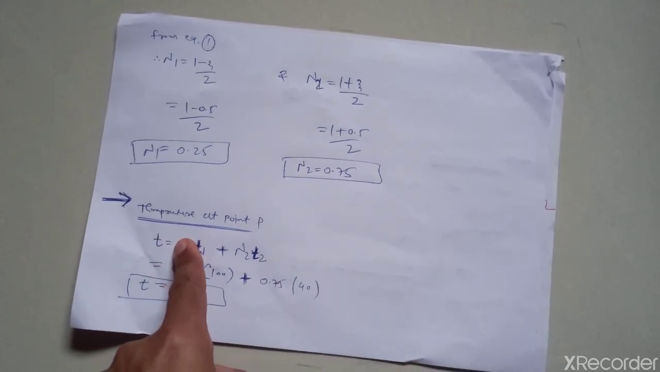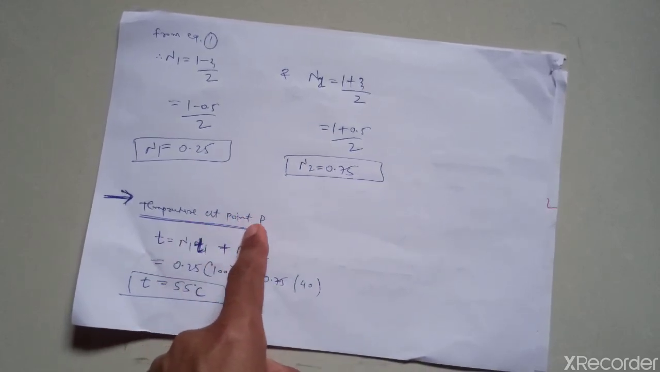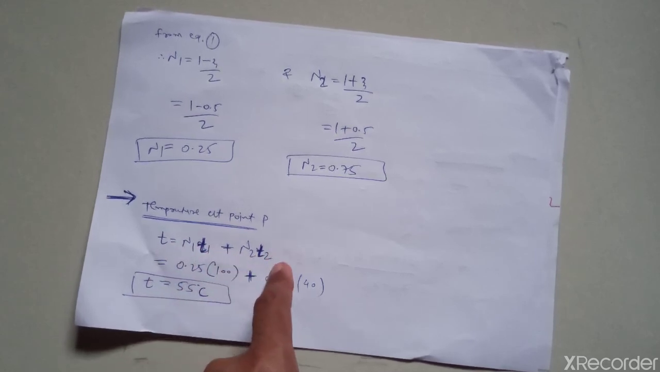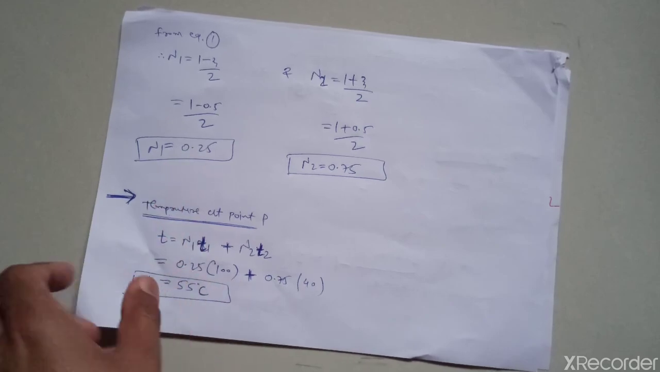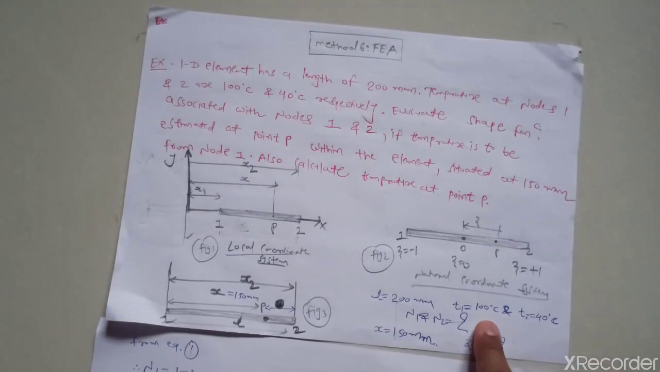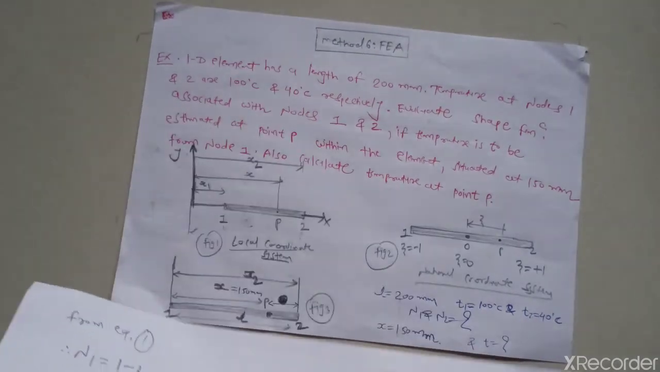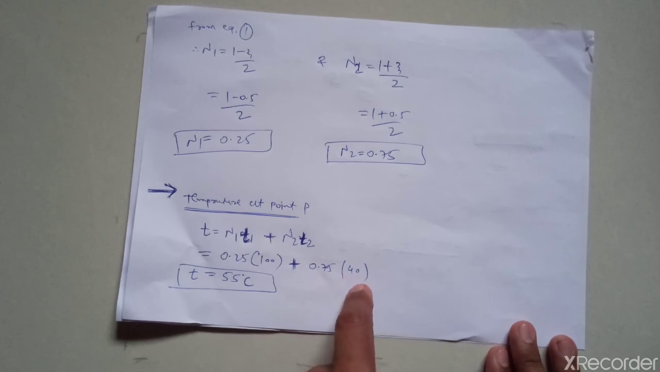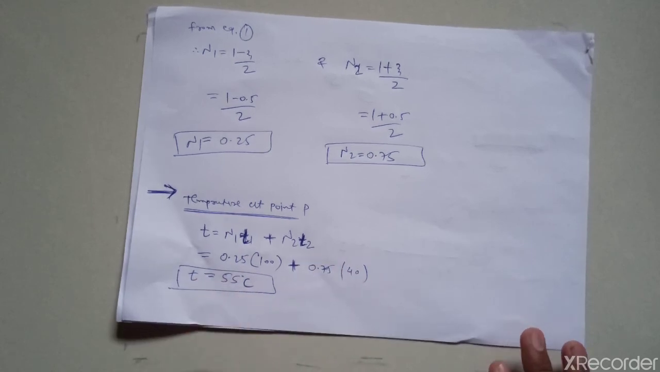Next we find the temperature at point P. In the last theory we discussed that it is found by the equation N1 T1 plus N2 T2. Here N1 is 0.25 and T1 is 100 degrees centigrade and T2 is 40 degrees centigrade. So we put plus 0.75 into 40. So finally we get 55 degrees centigrade.